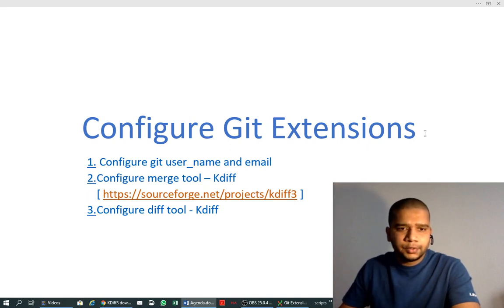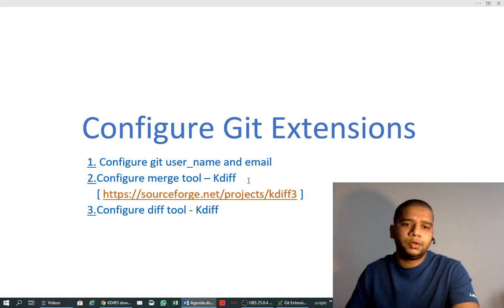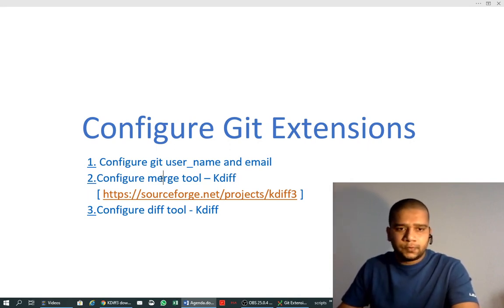To configure the Git Extensions tool, we need to do three things in fact. Configure the Git username and email, configure the merge tool, and configure the diff tool. So what are the merge and diff tools? A merge tool is something that is used to merge two files which are different. Like I have one version and you have another version, and we need to merge these files and create a new version, or save the changes into one of the files, either take it from the left one or take it from the right one. So that is what a merge tool does.